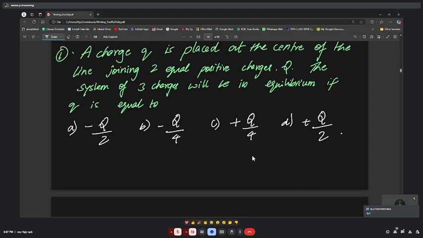Okay, I hope you guys have tried it. Let's try to now analyze this question. So we have a charge Q that is placed at the center.